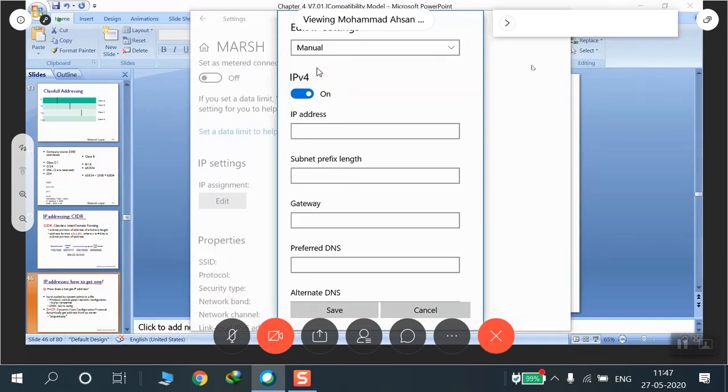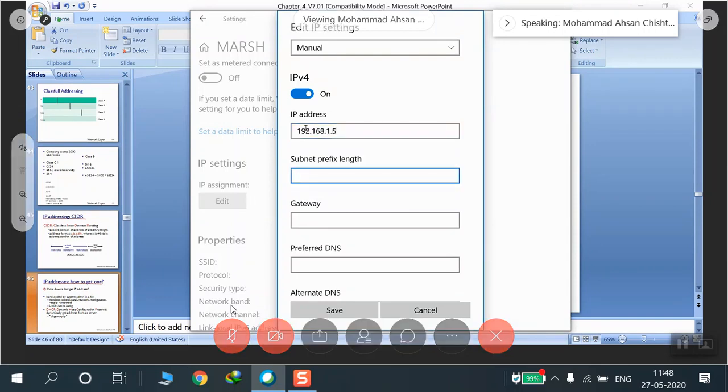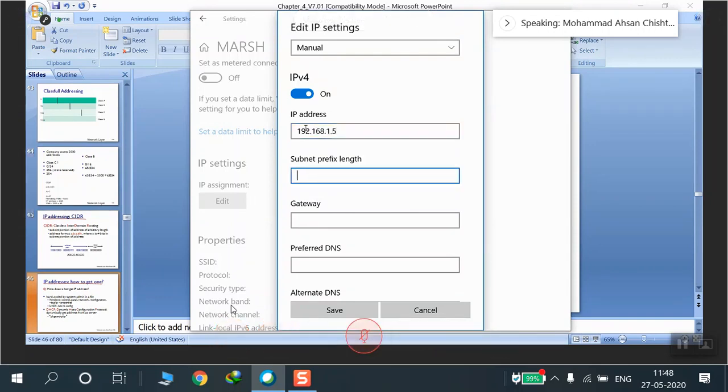Okay, you can see Edit IP Settings, right? Yes, sir. Okay, so the first way is manual configuration. In manual configuration, you go on and key in the IP address, like I'm doing here: 192.168.1, let's say 5.